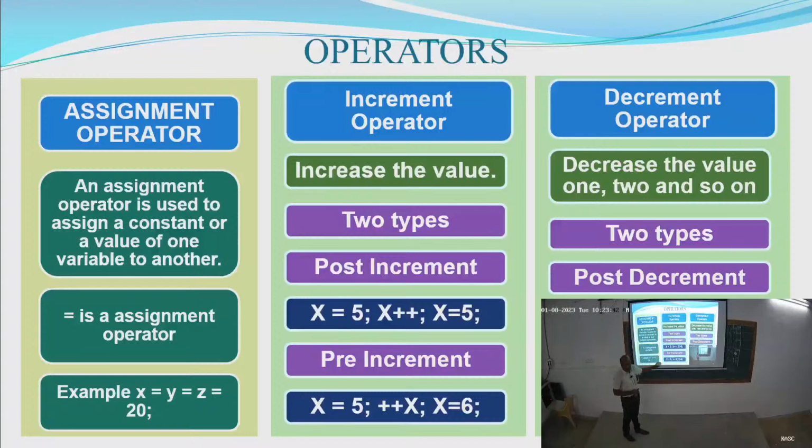What is the difference between these two? Post-increment operator means first the value will be assigned to the variable, then the value will be increased by 1, a equal to a plus 1 like that. x plus plus means x equal to x plus 1. And pre-increment means the value will be increased first, then the result will be assigned to the variable. Using printf statements you may check this.